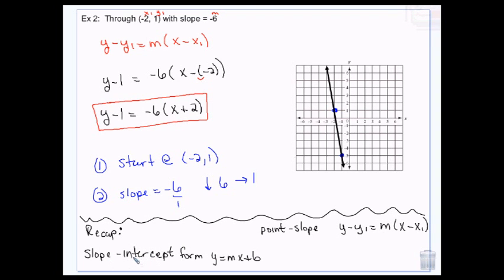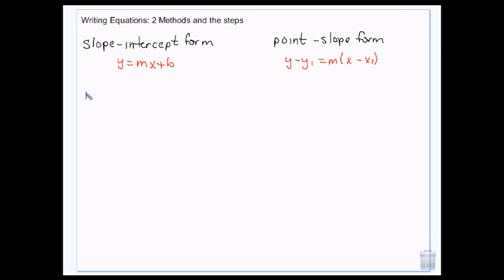If you're asked for slope-intercept form, it's y equals mx plus b. If you're asked for point-slope form, it's y minus y1 is equal to m times x minus x1. Okay, the first step is the same on both. And of course the slope is m.